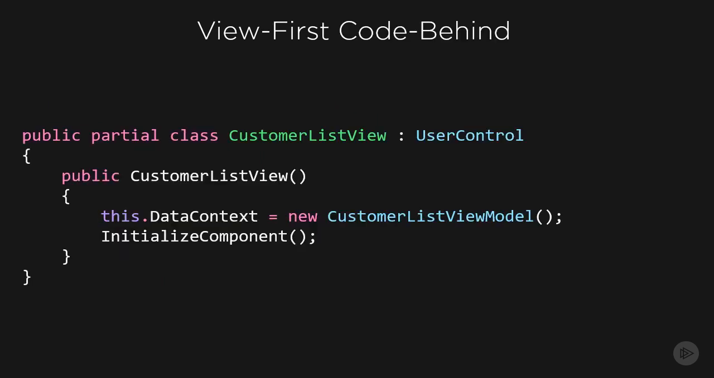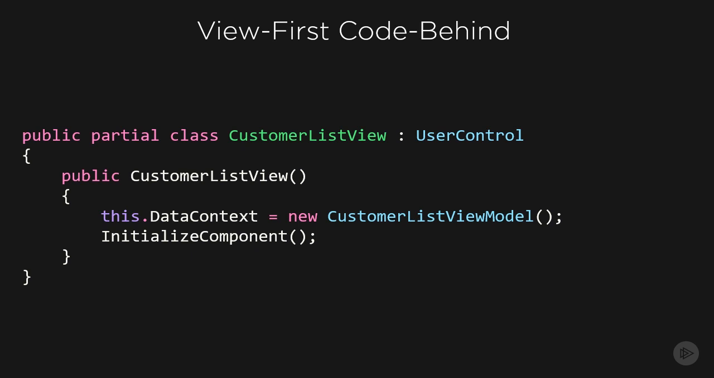Another way you can do view first construction is by simply constructing the view model yourself in the code behind of your view and setting the data context property there with the instance. If you use this approach, you'll typically do this in the constructor method for your view, but you could also defer the construction until the loaded event of the view fires.